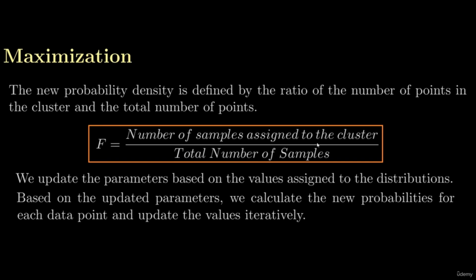So we calculate the probability in the expectation step, the probability that each data point belongs to a particular cluster. And then in the maximization step, we update the probability by finding the new probability density function. So this is the advantage of using the expectation maximization algorithm, and this is the basic algorithm which works behind GMM clustering.